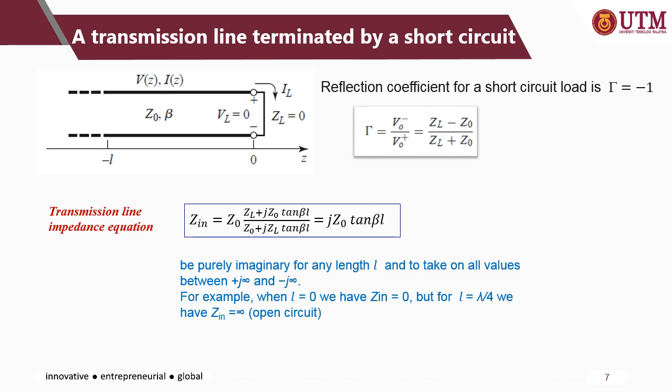Okay, considering the same transmission line as earlier, now the transmission line is terminated by a short circuit. So in this case, ZL equals 0. The impedance looking towards the load is known as the input impedance. When ZL equals 0, we get the reflection coefficient equal to -1, since 0 minus Z0 over Z0 gives -1.